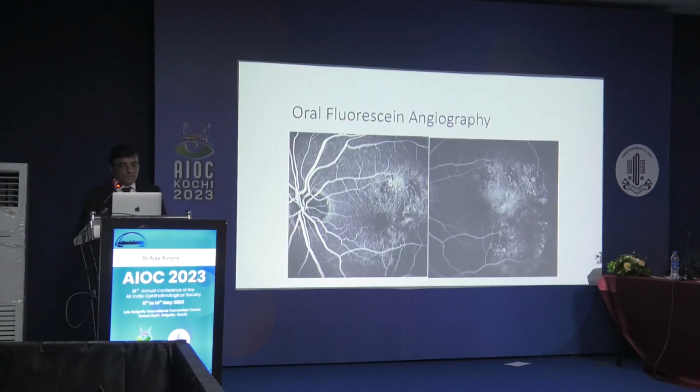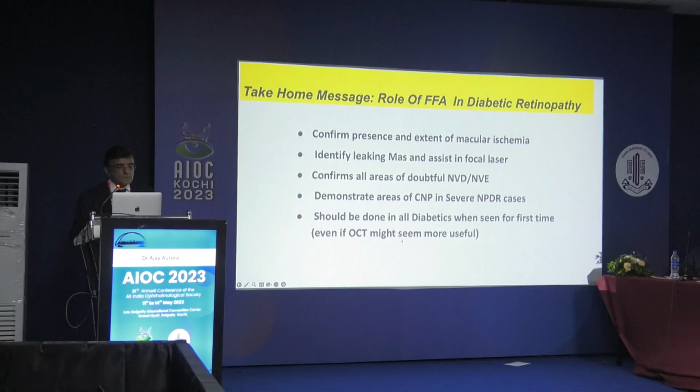If the patient is allergic to fluorescein and you cannot do an IV angiography, there is the possibility of doing oral fluorescein angiography, but this is only possible on SLO-based systems. This is a picture on the Heidelberg, which we did many years back. The take-home message is that angiography helps us to confirm the presence and extent of macular ischemia. It helps us to identify microaneurysms, confirms the area of NVD and NVE, and demonstrates areas of capillary non-perfusion.